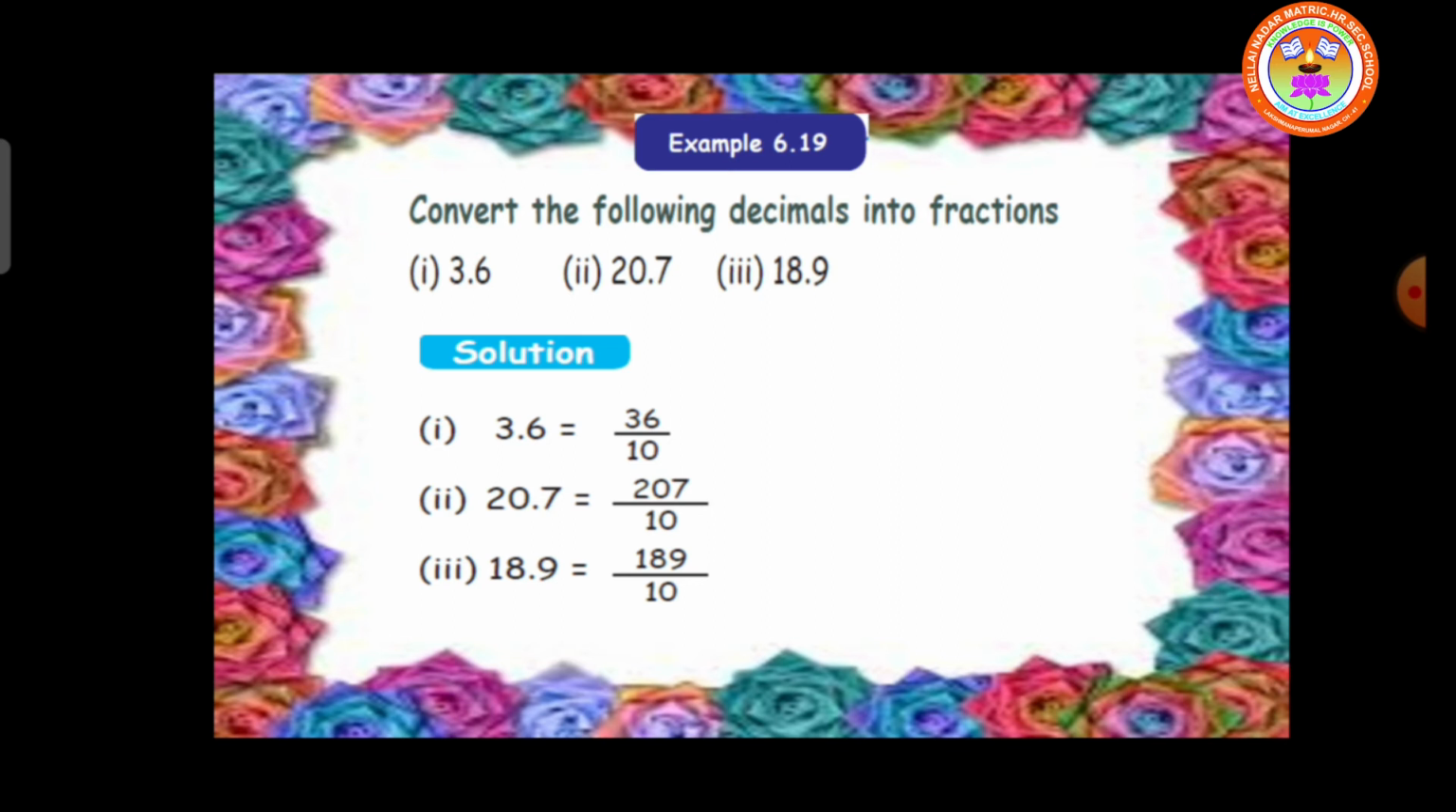Example 6.19. Convert the following decimals into fractions. In the previous example, we learned how to convert fractions into decimals. Now in this example, we are going to learn how to convert decimals to fractions. Take 3.6. So 3.6 can be written as 36 by 10. See the second problem. 20.7 can be written as 207 by 10. And 18.9 can be written as 189 by 10. Very simple problem, students.